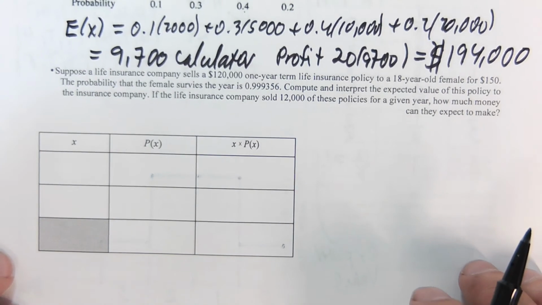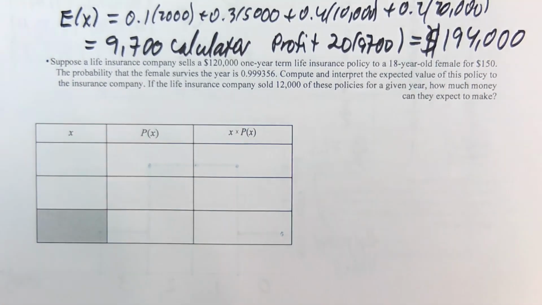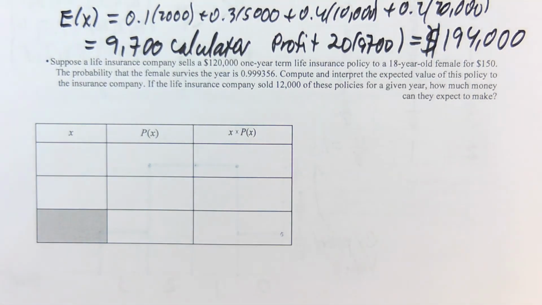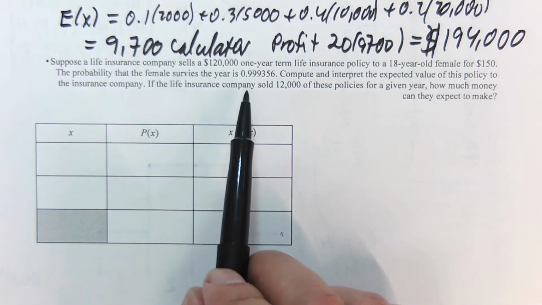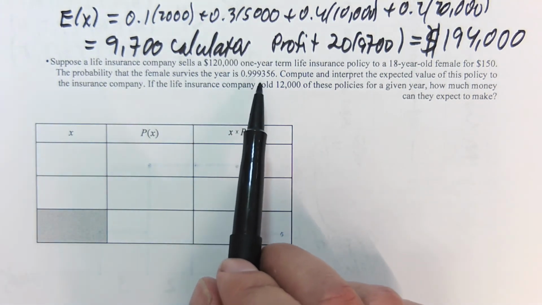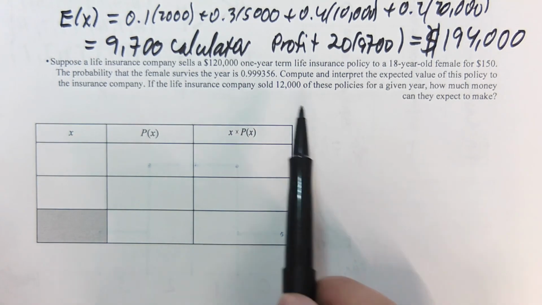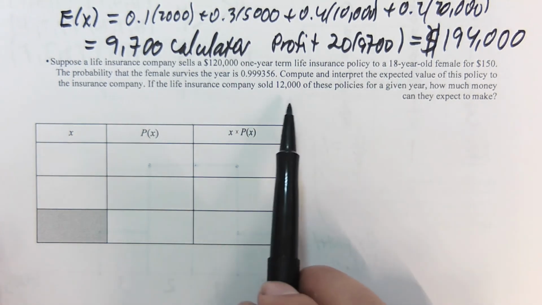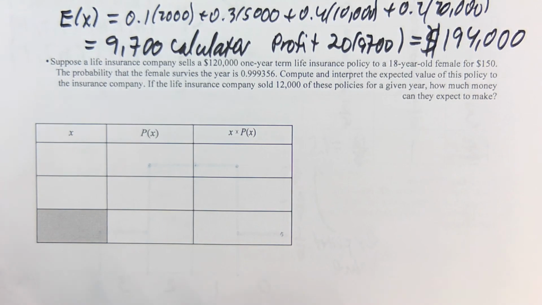So this brings us to somewhat of a different take on it. So we have a life insurance company, and they sell a $120,000 one-year life insurance policy to an 18-year-old female for only $150. The probability that she survives the year is quite high. So we're going to talk about the expected value, what it means, and then at the end, if there are 12,000 policies, how much would they expect to make? So this gets a little tricky.